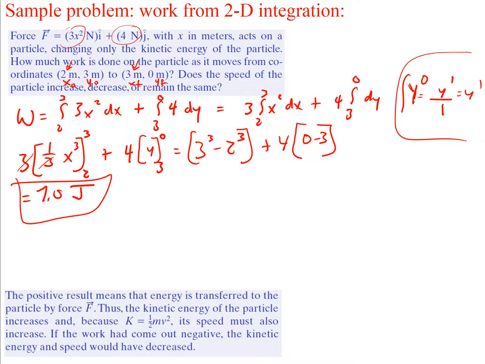All right, so that is the total amount of work done on the object. Now, the positive result means that energy is transferred to the particle from the force, right? So it's positive work, which means you're giving it energy. Thus, the kinetic energy of the particle is going to be increasing. Because K is equal to 1/2 mv squared, its speed must also then be increasing. If the work had come out negative, then the kinetic energy and the speed would have decreased.